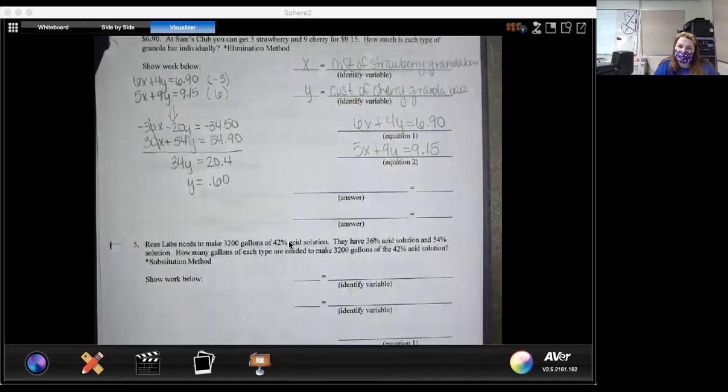Okay, good. Substitute that back in and solve for x.